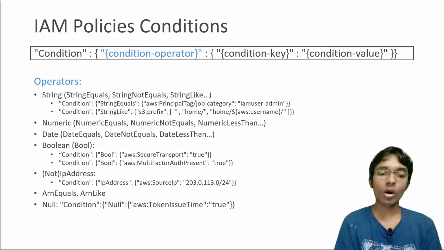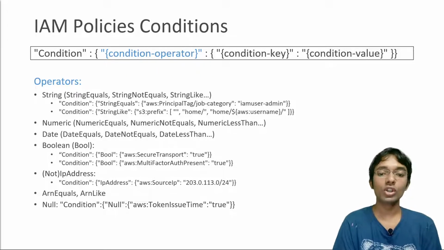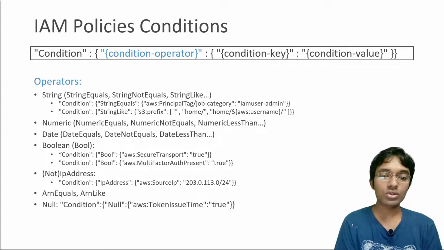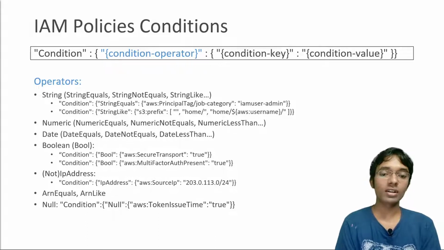There are numeric operators where we can look at whether it is equal, less than, or not equal, and so on. Dates let you compare dates. This is very helpful when you want to provide temporary access to a specific service. Booleans are going to be really helpful, for example, if you want to evaluate SSL, such as secure transport colon true. And also when you want to check multi-factor authentication present true on a certain user or certain account. There's also an IP address condition or not IP address condition, and these conditions will be really helpful for S3 bucket policies, for example, or any kind of policies.